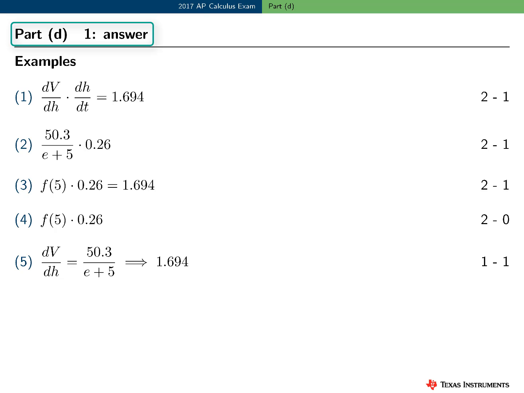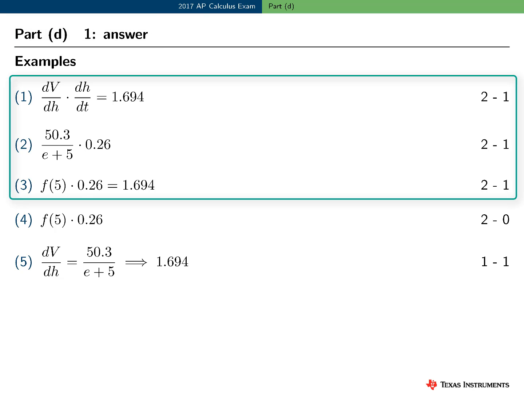The last point in Part D was for the correct numerical answer. And here are some specific examples involving the answer point. The first 3 examples are pretty minimal, but each earns all 3 points. 2 points for the correct expression for dV/dt, and 1 point for the answer.